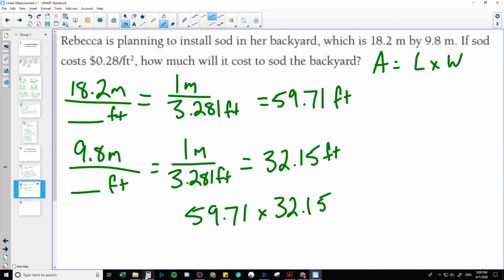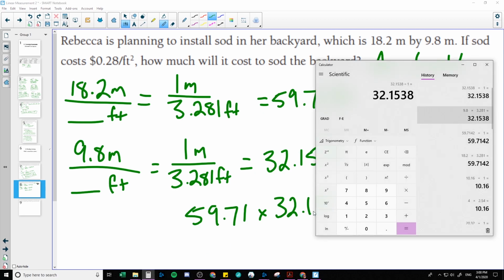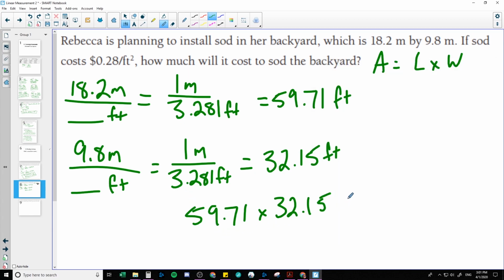Now, I have these numbers saved in their entirety over here. So we're going to actually use the whole number. So we're going to take this number, we're going to say times, and we're going to say 59.7142 because that's our whole number there. Okay, really important when you can to use the whole number in your answer. And that's going to give us 1,920 square feet.